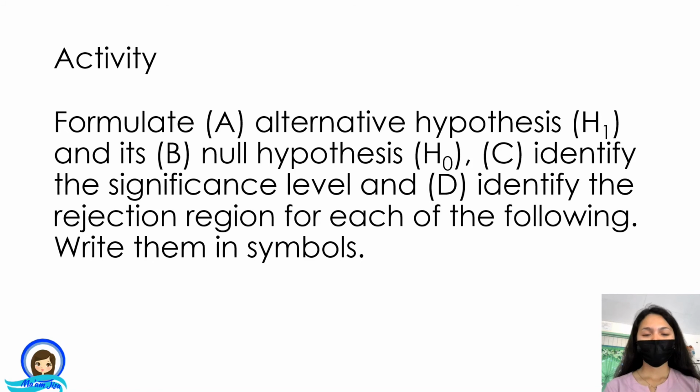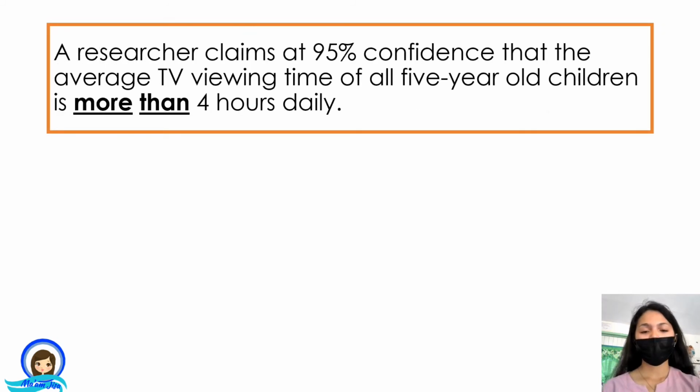In this activity, you formulate the alternative hypothesis and its null hypothesis, and then you identify the significance level and identify as well the rejection region for each of the following. So you write them in symbols. This is our first problem. A researcher claims at 95% confidence that the average TV viewing time of all 5-year-old children is more than 4 hours daily.